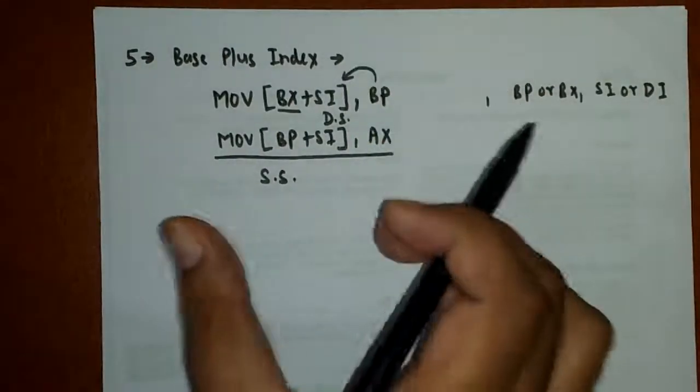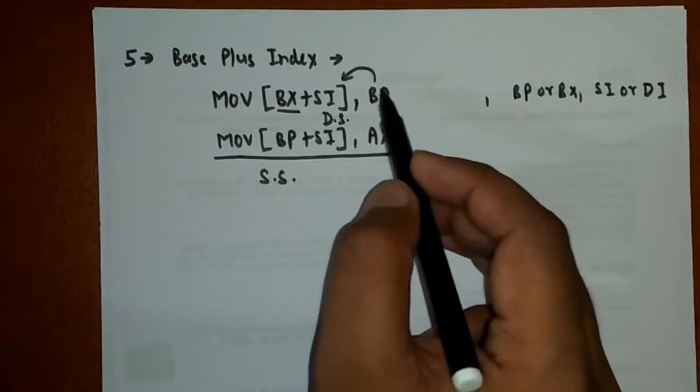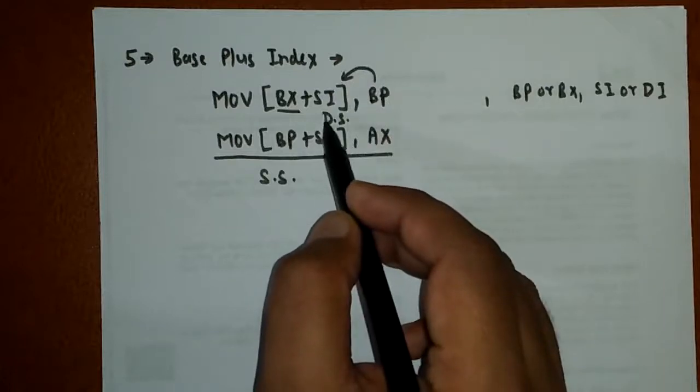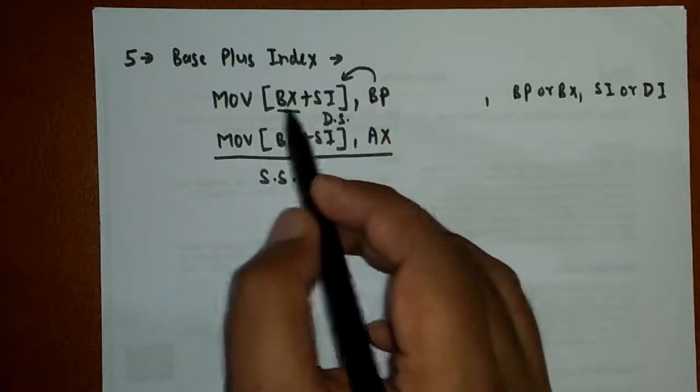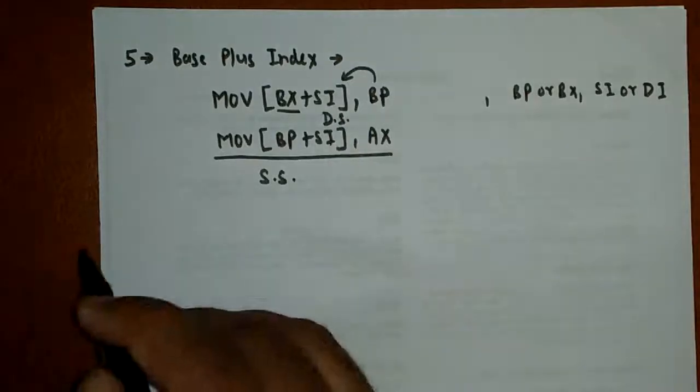So ultimately what is going to happen here: the content of the base pointer will be copied to an address, and that address you will get by adding data segment plus BX plus SI. Remember, you will have to add a 0 with the data segment value, right?